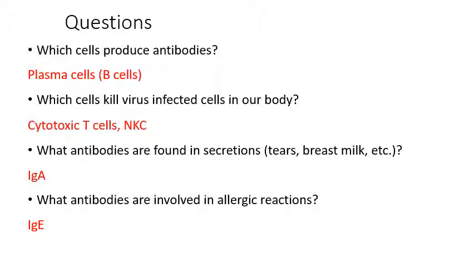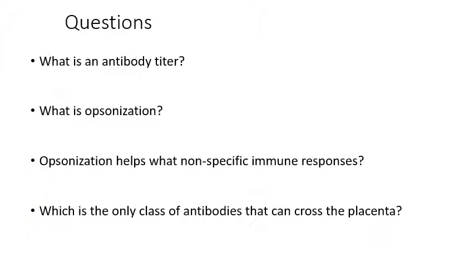Plasma cells create antibodies, B cells create antibodies. The cells that kill virally infected cells are cytotoxic T cells, if it's a specific immune response, or natural killer cells can do this non-specifically. What antibodies are found in secretions? That's IgA, and the antibody involved in allergy is IgE.